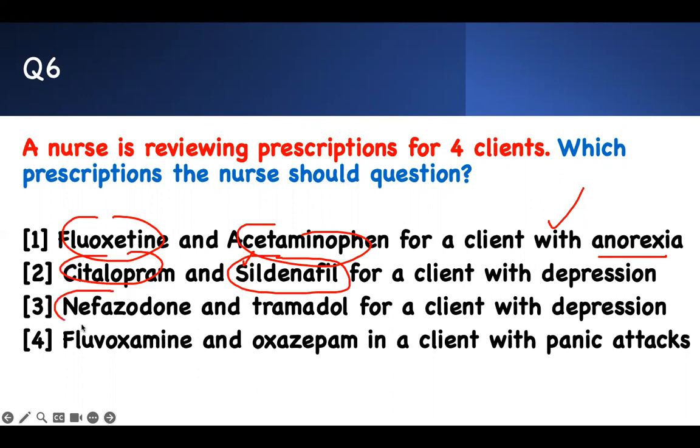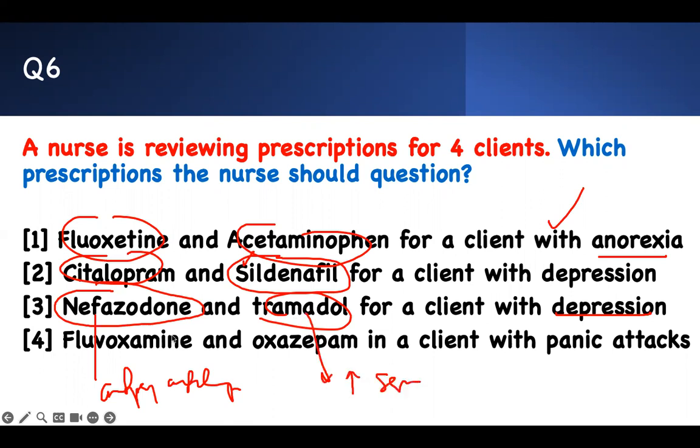Nefazodine. Okay, this is an atypical antidepressant. And he's taking what? Tramadol for depression, right? Both of them. The patient has depression, he's taking nefazodine, and he's taking tramadol too. Tramadol increases your serotonin. Nefazodine also increases your serotonin. We have 2 things going together in the wrong direction. That is how you get serotonin syndrome. So 3 is bad.